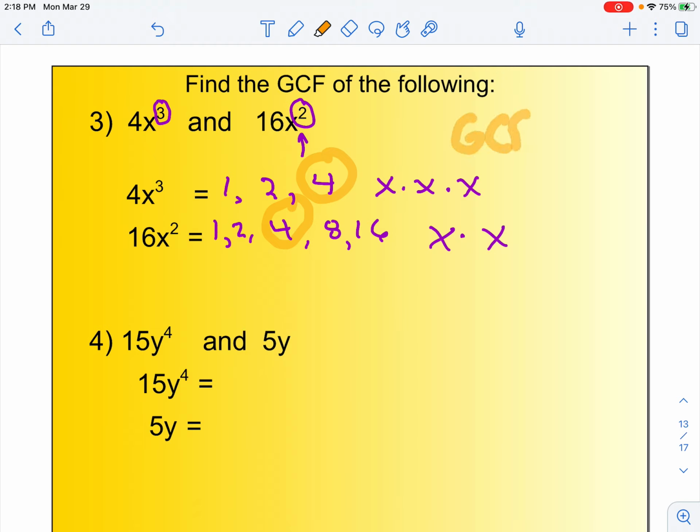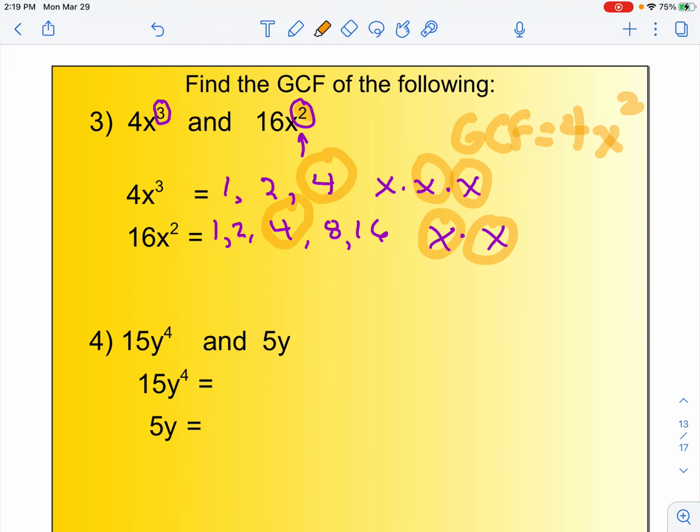So my GCF is 4, but there's common letters. There's an x common here and an x common there. There's another one. So it's 4x to the second power. So again, it's the smallest of the exponents, not the largest. I know that's kind of counterintuitive, okay? But that's how this works.